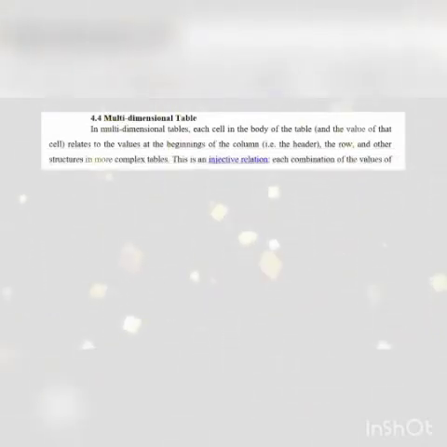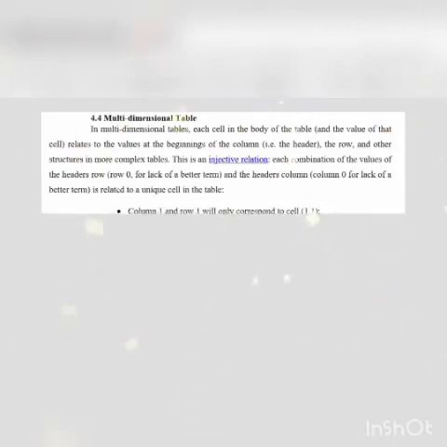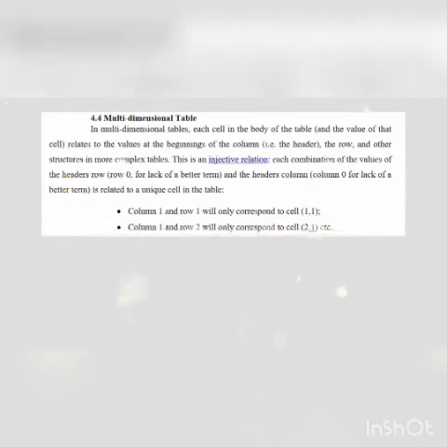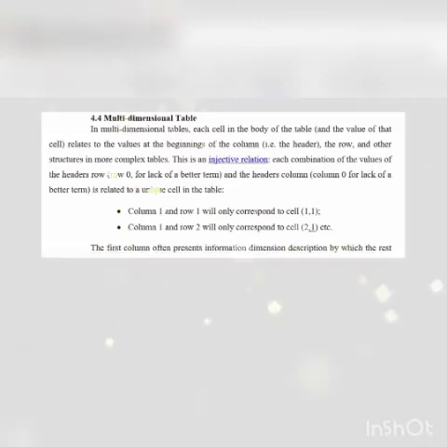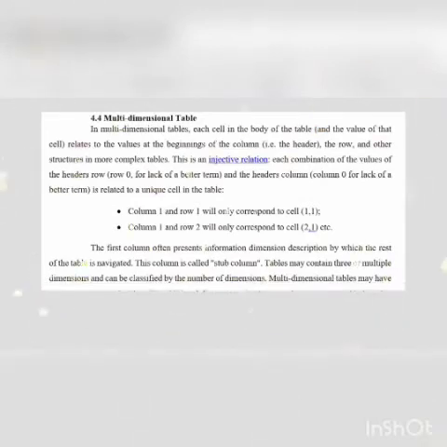Multidimensional table. In a multidimensional table, each cell in the body of the table relates to the value at the beginning of the column, the row, and the other structures in a more complex table. This is an injective relation. Each is related to a unique cell in the table. First, column 1 and row 1 will only correspond to one cell. Second, column 1 and row 2 will only correspond to one cell, and so on.